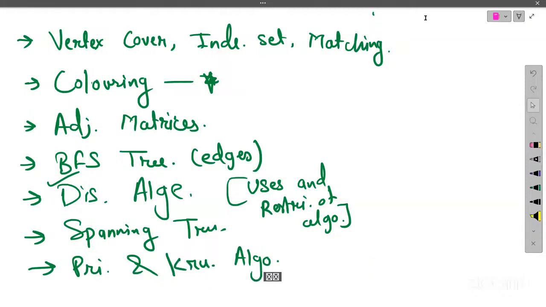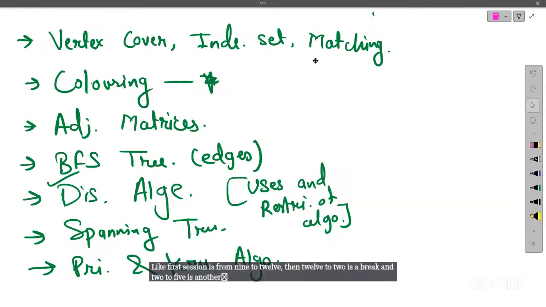The first session is from 9 to 12, then 12 to 2 is a break, and then 2 to 5 is another session. I guess there was a change in the timing.